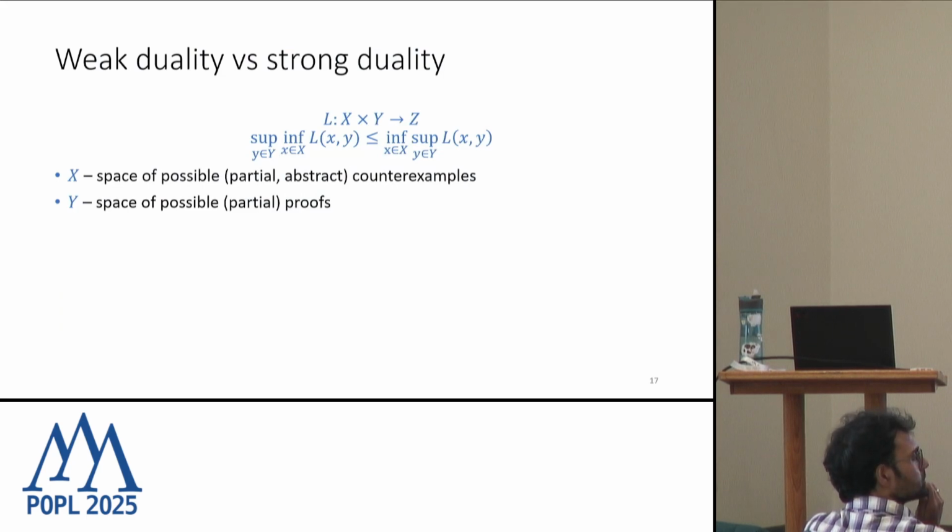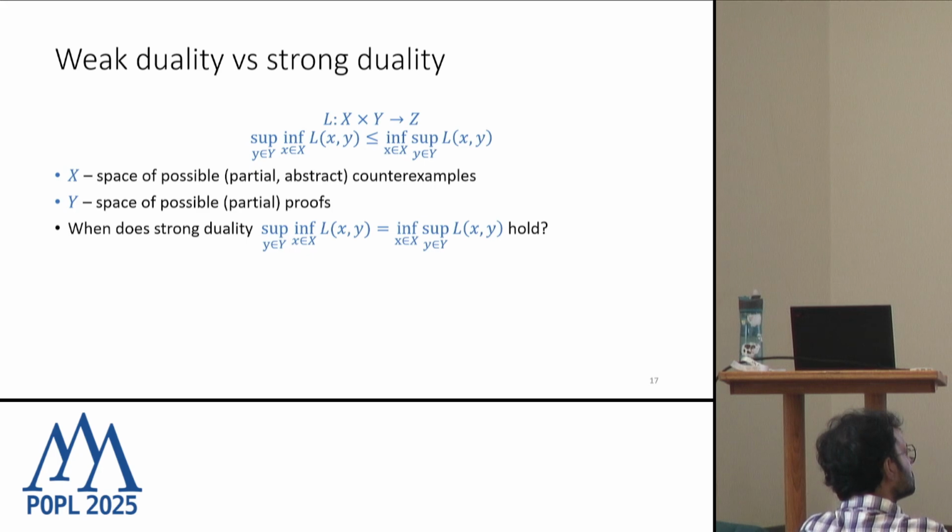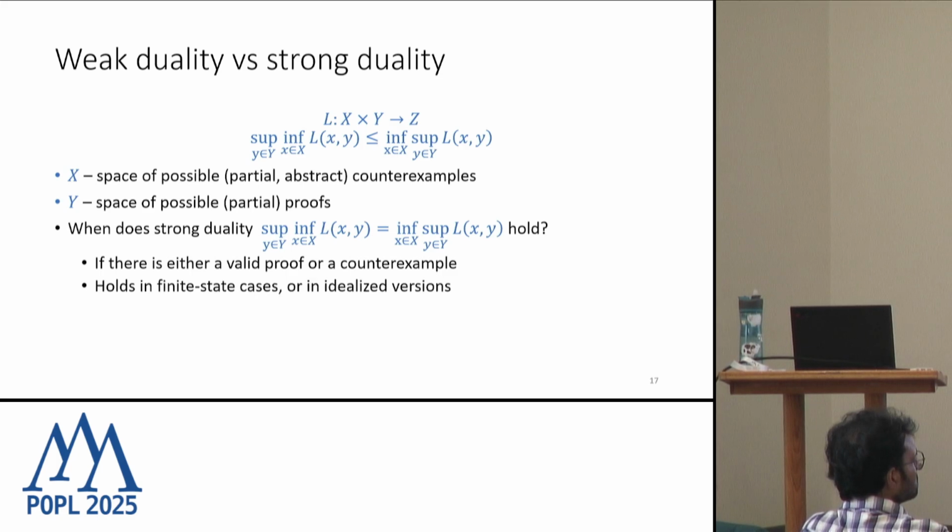All right, another point that I want to highlight that is a part of this perspective is weak duality versus strong duality. So remember that we have a space of possible counterexamples and proofs, and in general, our Lagrangian says whether the proof or the counterexamples wins. When should we expect strong duality to hold? Well, the answer is that it's going to hold if there is either a valid proof or a valid counterexample. And this would hold in finite state cases or in idealized versions. Maybe let's ask the opposite question. When would it not hold?